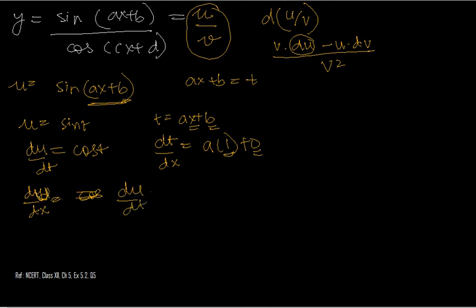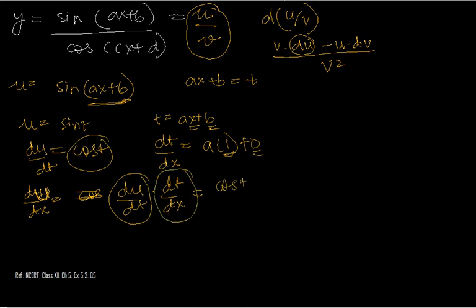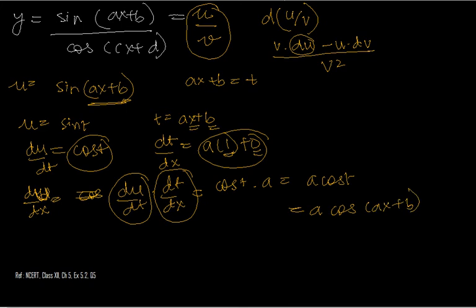So du by dx is equal to du by dt into dt by dx. Substituting the value of du by dt, which is equal to cos of t, and then substituting the value for dt by dx, which is equal to a. So it is a cos of t. Substituting the value for t, it is a into cos of ax plus b.